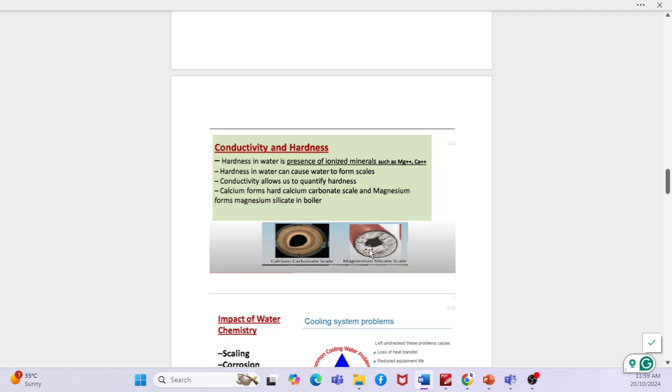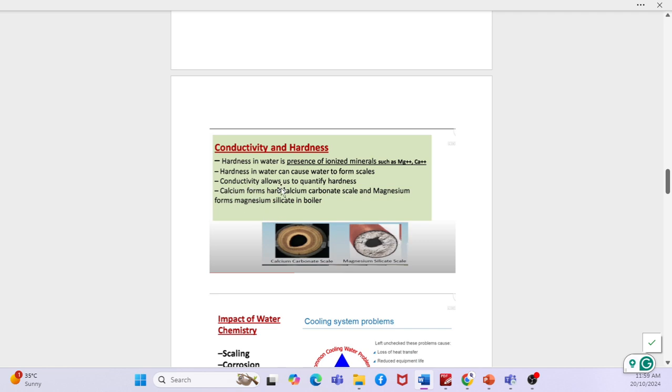If you have scale formation, the water quantity, the water flow, will be reduced. If the water flow is reduced, you will not get proper cooling, so you have to run your chilled water system more. Your energy cost will increase. Also there will be no proper heat transfer if it goes into the coil.